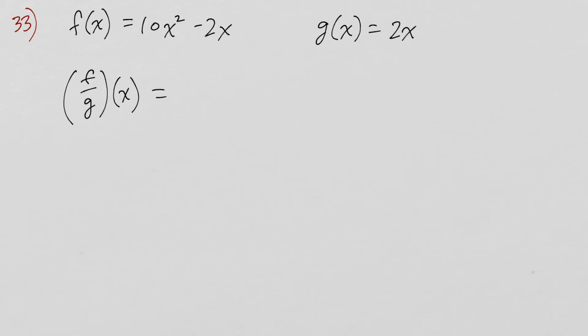Okay, so I have two functions. f over g is f divided by g. So this is simply 10x squared minus 2x over 2x. And we're dividing by a monomial, so I don't need to long divide. I can just break this up into two fractions.